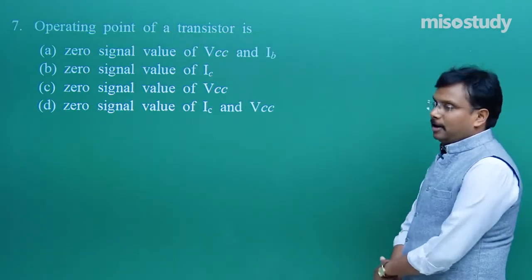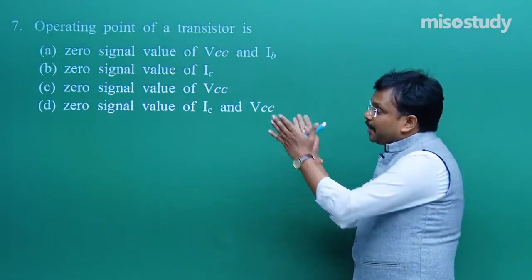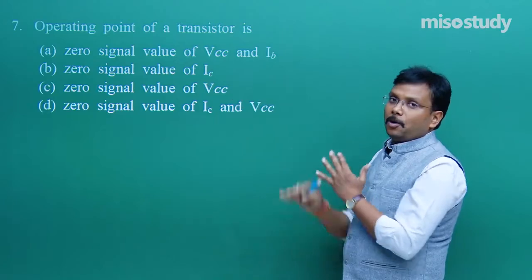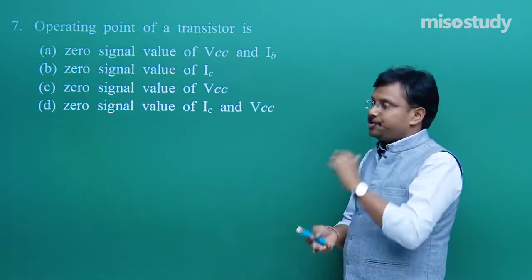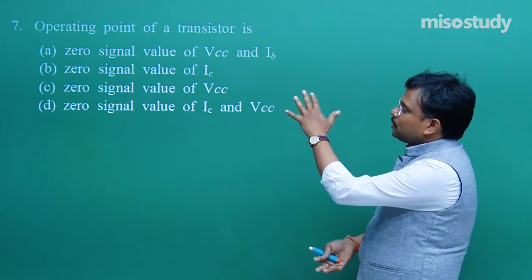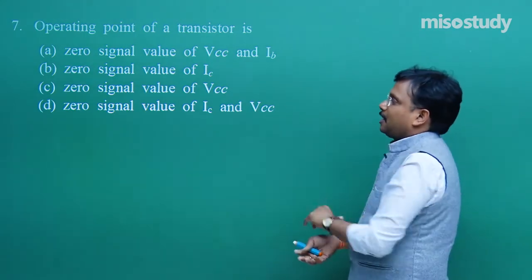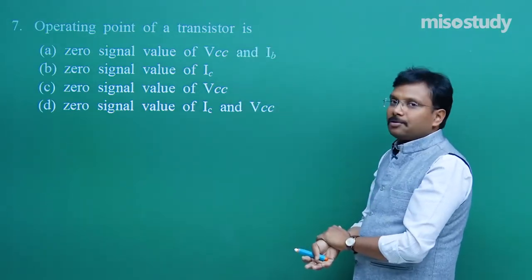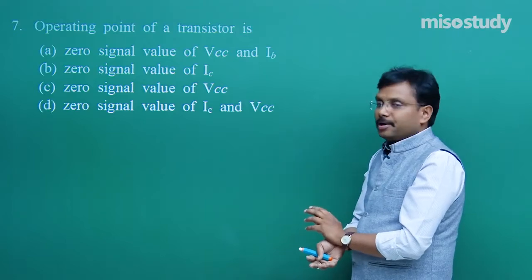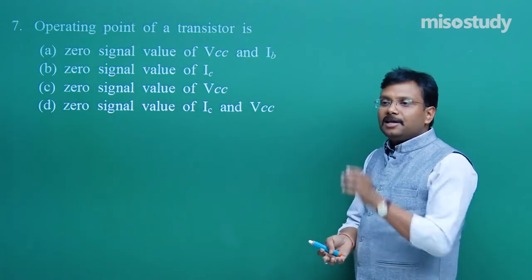Operating point of a transistor. This question is again based upon the same phenomena or approach with the help of which I explained the sixth question. Now, the moment you start reading this transistor aspect in your book, you will start noticing these types of important lines, important conclusions, and your tendency is to ignore.